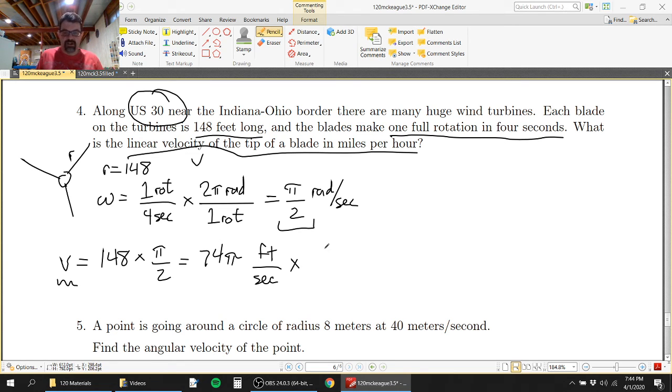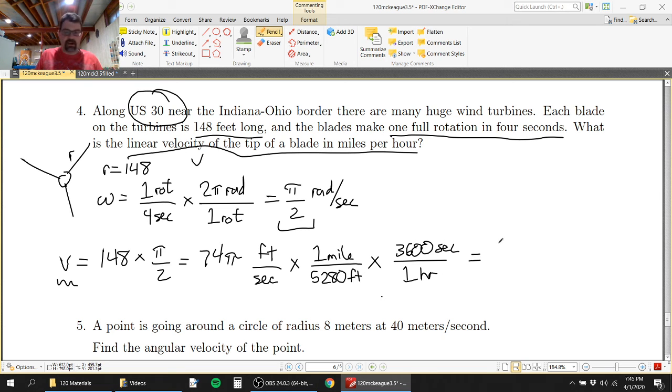We did this conversion one other time. There's 5280 feet in a mile, so does 5280 go top or bottom? Well, we want to cancel the feet, so 5280 goes on the bottom, since feet are on top. 1 mile on top. And also, we want hours, not seconds. Now, there are 3,600 seconds in an hour. So does that go top or bottom? Well, seconds on the bottom to cancel them, 3,600 seconds on the top for 1 hour on the bottom, which is perfect because that'll give us miles per hour.